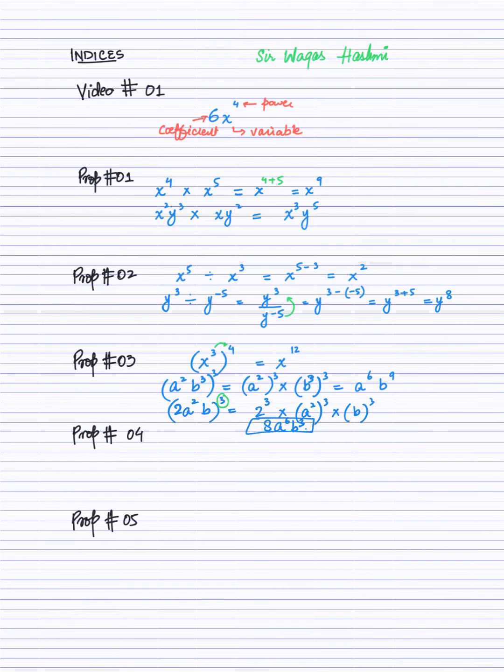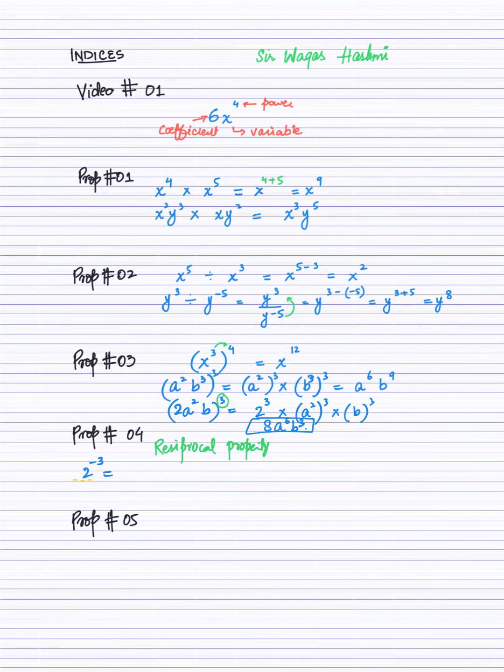All right, property number 4, I label it as the reciprocal property. Basically, in this property, we cannot solve the negative powers. For example, let's suppose that you have 2 to the power minus 3. Now, you cannot solve it as it is. To solve it, you need to apply the reciprocal property. And what does this property say?